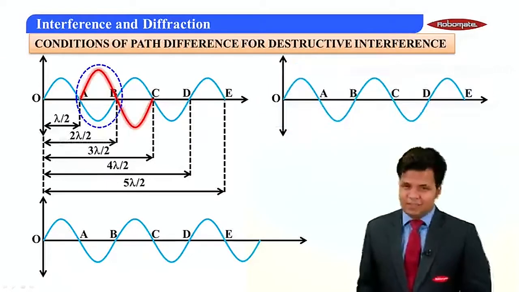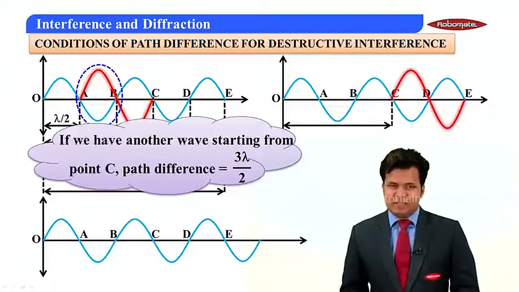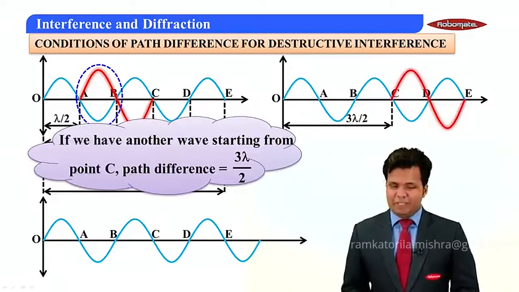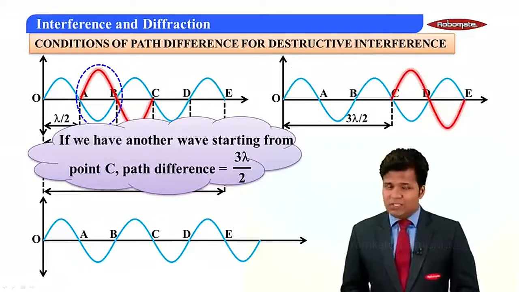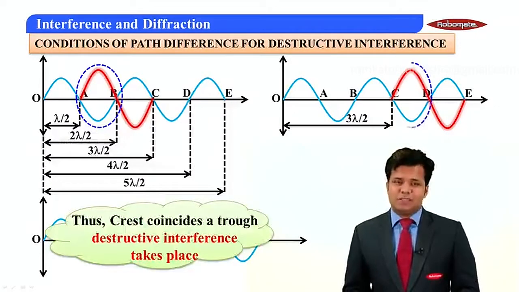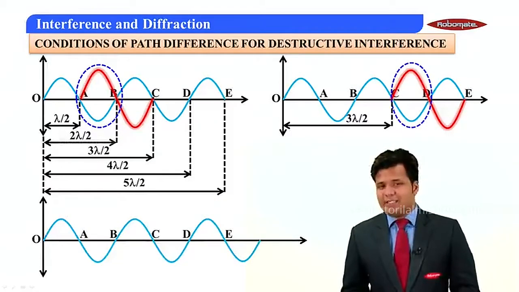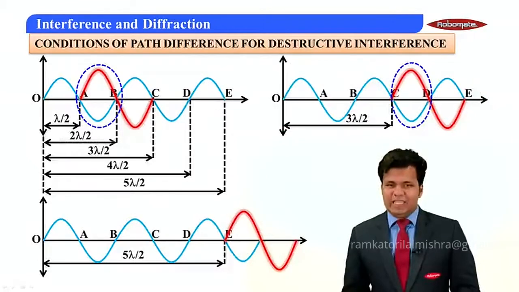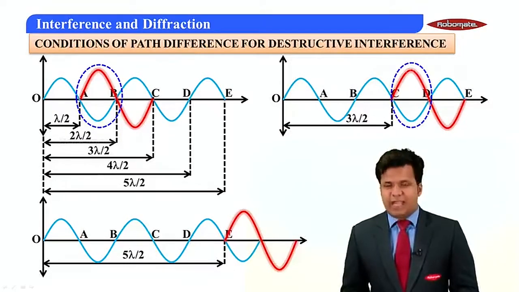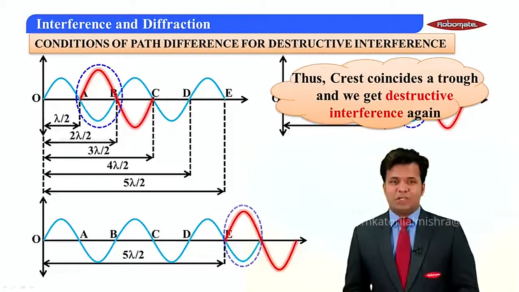Let us move ahead. Second example, the wave is starting from C, giving a path difference of 3 lambda by 2. Now, it's going to give me one more destructive interference. As you can see, crest is over trough again. The third case, the point starts from E. It gives me 5 lambda by 2. And as it is giving me 5 lambda by 2, the wave is going for destructive interference.